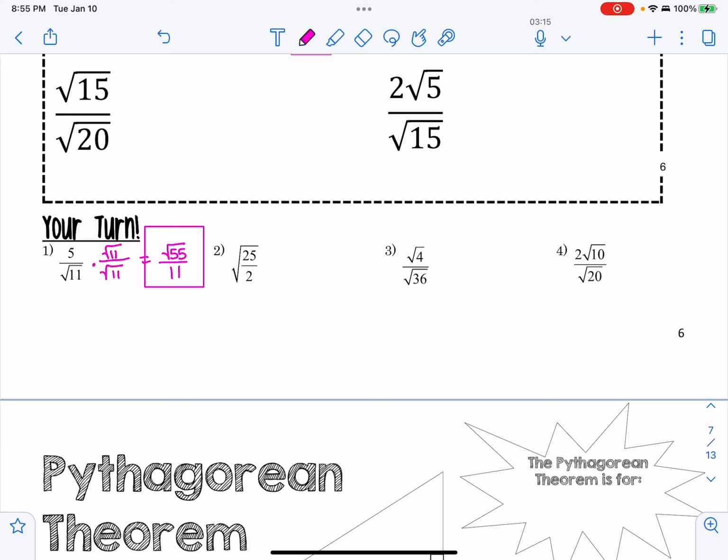I do not have a radical in the denominator, check. My fraction is simplified, check. And my radical is simplified, check. Next up, square root of 25 over 2. I'm going to rewrite this in this way because it's just easier to look at. And then I rationalize the denominator.